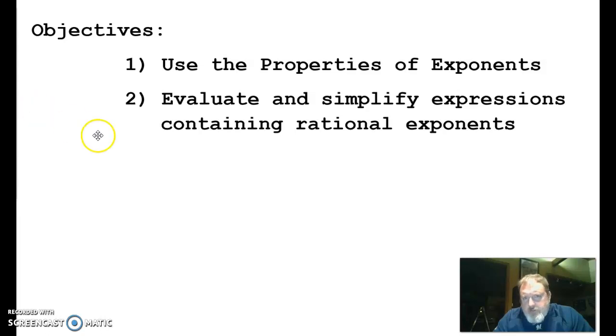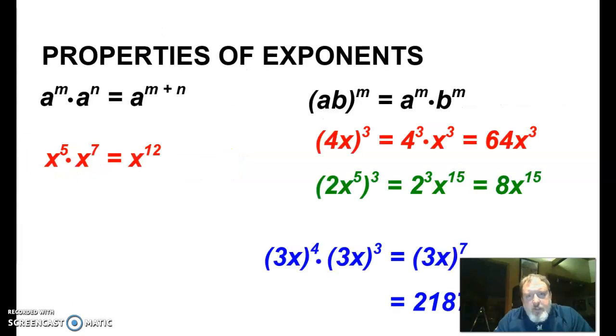So our objectives, we're going to review and use the properties of exponents, and we're going to evaluate and simplify expressions using them. When you see these properties, I'm going to show you the basic boring book definition, and I always put a numerical example in because I think that works better. So we'll start here with the product property.